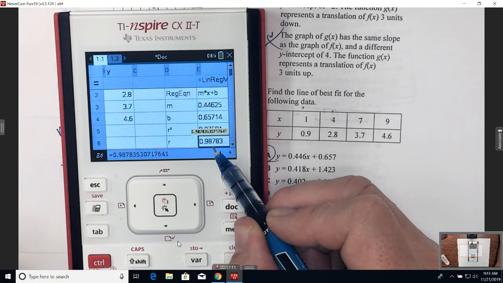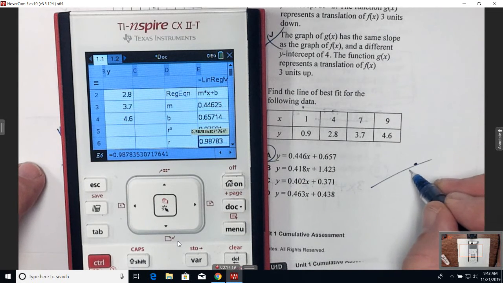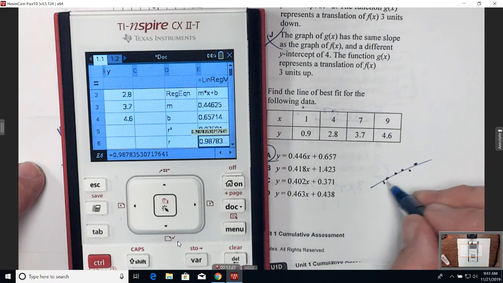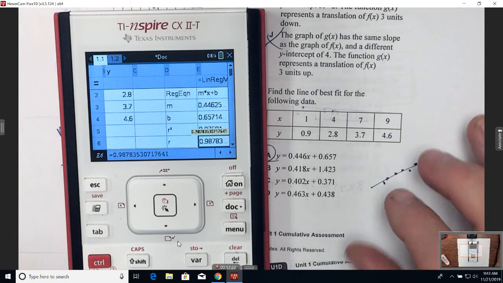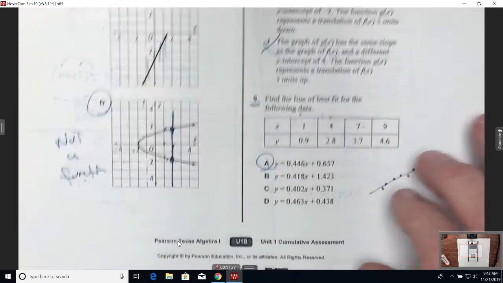So does it go through the points perfectly? Yes or no? No. There's some points above and below that line. So if I were to graph this thing, there'd be some points above and below. But they'd be really close to the line because my R value is really close to 1. You got it? That's called my correlation coefficient. Hopefully you remember that. So let's look at question 10.